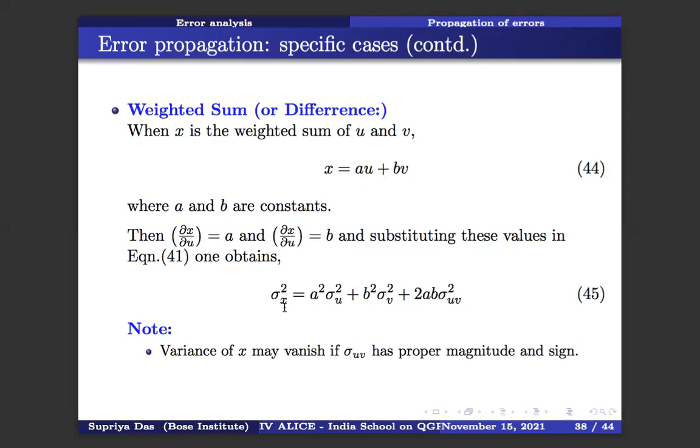It's very interesting. If you are measuring u with sigma u, v with sigma v, and you are trying to get sigma x, but there is a correlation term which, by whatever coincidence, has a proper magnitude and sign, then this may vanish. So you don't get any variance in x. It may so happen.